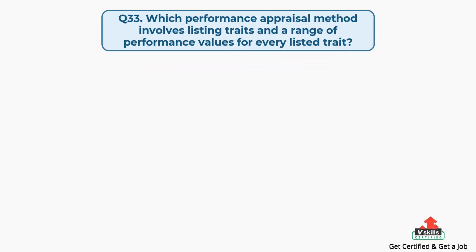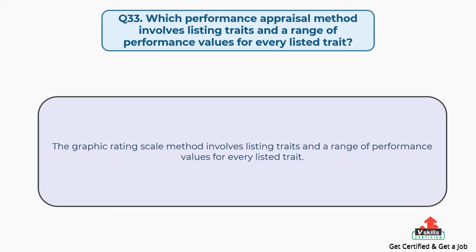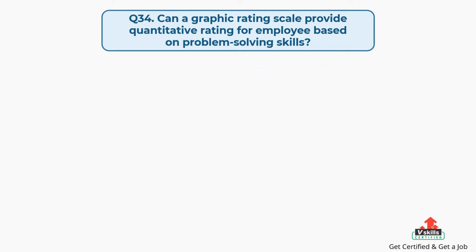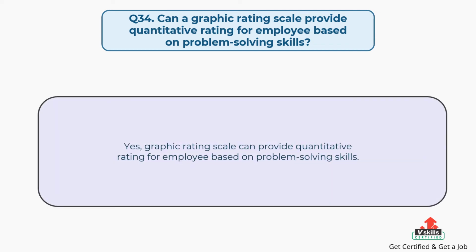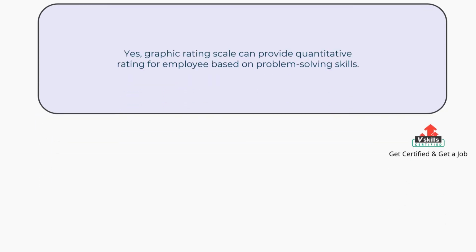Question number 33. Which performance appraisal method involves listing traits and a range of performance values for every listed trait? The answer is, the graphic rating scale method involves listing traits and a range of performance values for every listed trait. Question number 34. Can a graphic rating scale provide quantitative rating for employee based on problem-solving skills? The answer is, yes, graphic rating scale can provide quantitative rating for employee based on problem-solving skills.